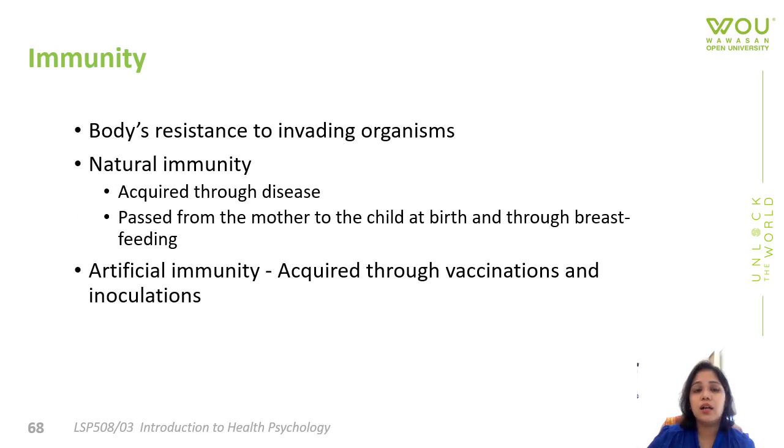Now, immunity is the body's resistance to invading organisms. Natural immunity is acquired through disease. When there is an infection, for example, the body develops cells to fight these invading organisms. And also, natural immunity can be passed from the mother to child at birth or through breastfeeding. And artificial immunity is acquired through vaccinations.